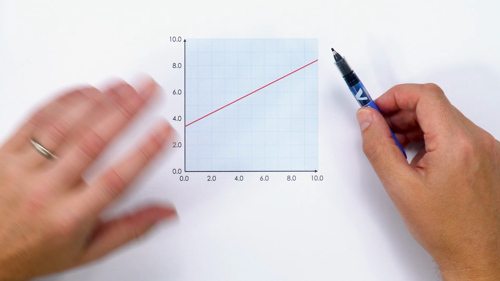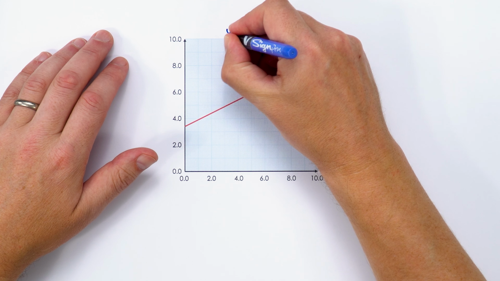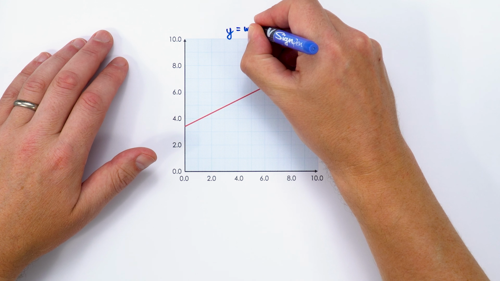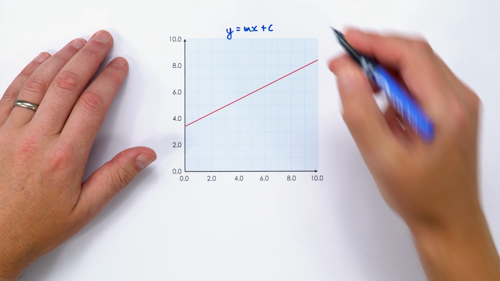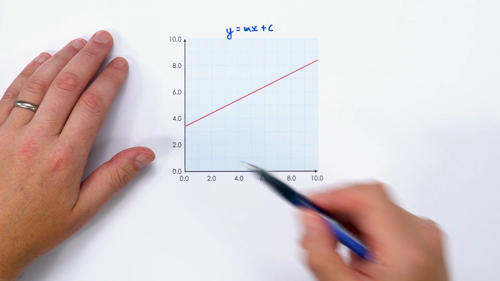The gradient of a line is simply how steep or shallow it is, and it's something that you often need to be able to calculate, and this is the way to do it. So here we have a graph of some data, and because it's a straight line we've got it in the form of y equals mx plus c. So m is the gradient.